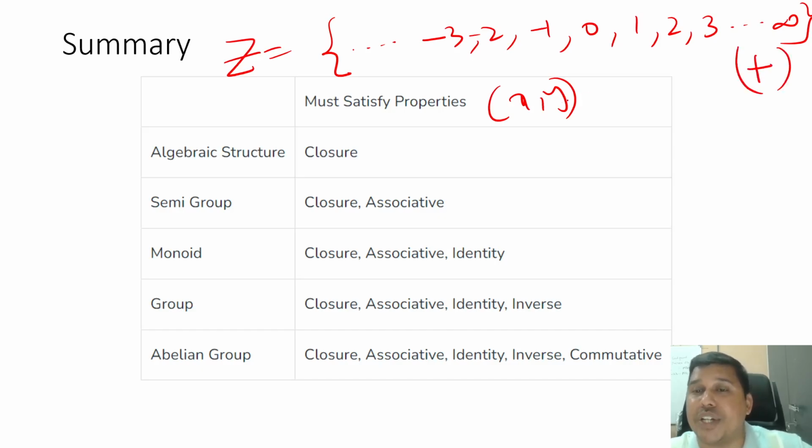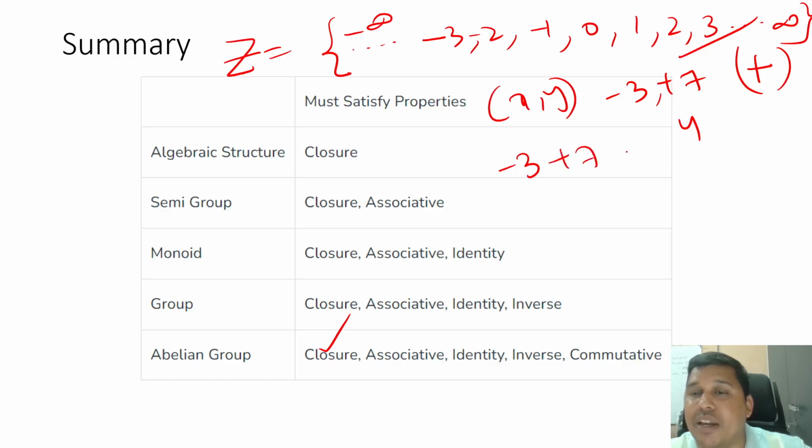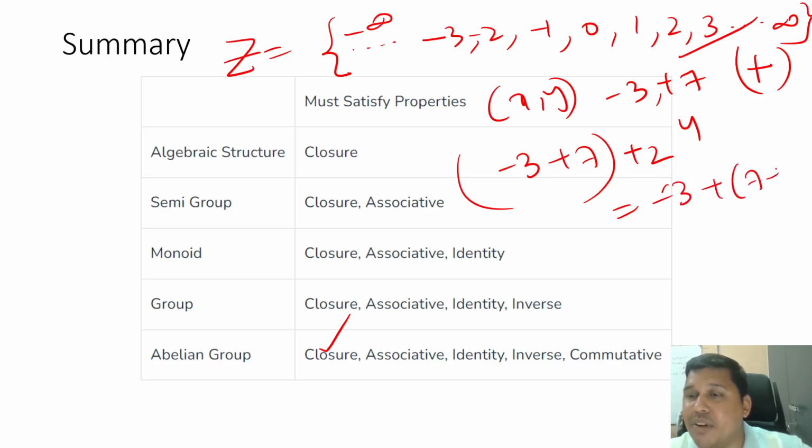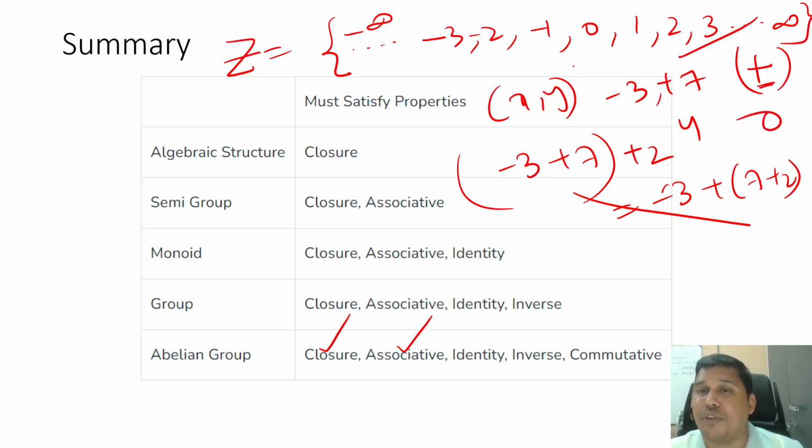Now over addition, you take any two random elements, add them, and check whether the result is there in the set or not. Definitely it will be there, because it is minus infinity to plus infinity. So if I take -3 plus 7, that will give 4. 4 is there in the set, so it satisfies closure. Associativity: if I add (-3 plus 7) plus 2, it is also the same as -3 plus (7 plus 2). Both results are the same, so it satisfies the associative property. Identity property: for addition the identity element is 0. So 3 plus 0 is equal to 0 plus 3 is equal to 3. There is no problem at all in this.